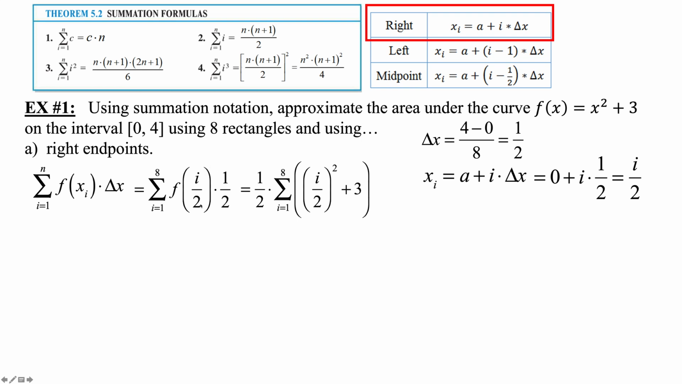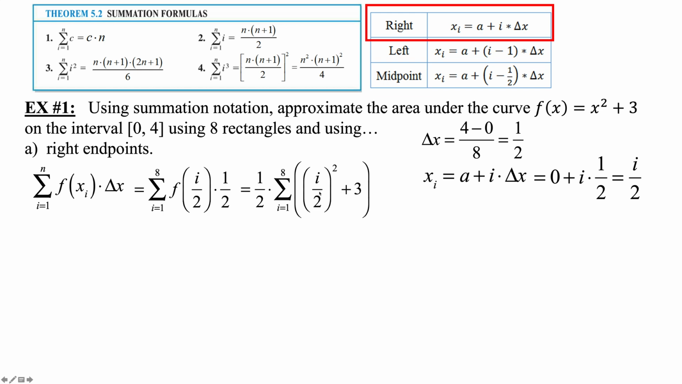All right, so one thing that you can do is you can take out this 1/2. That's like that scalar factor, that coefficient. And let's factor it out in front of the summation. And now we're going to take this i over 2, and we're going to substitute it into our f function right here. So that's going to give me (i over 2) squared plus 3.